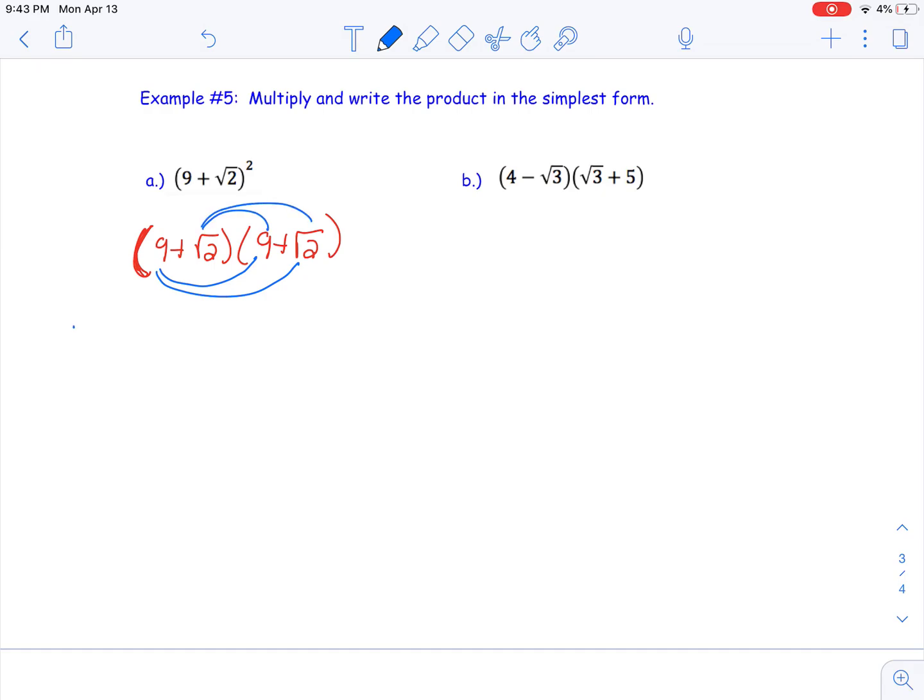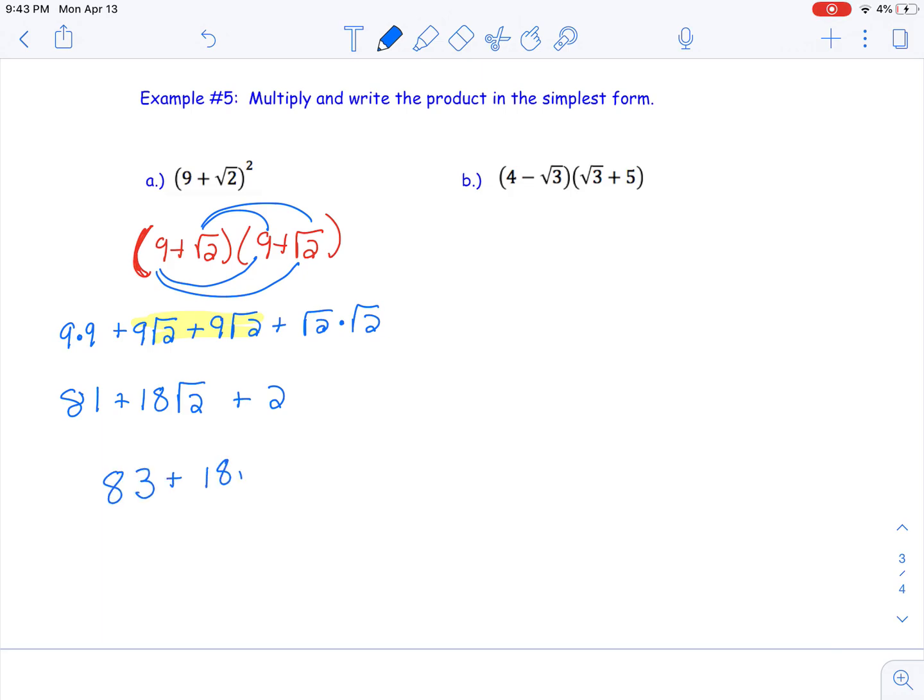So this becomes 9 times 9 plus 9 times radical 2 plus 9 times radical 2 plus radical 2 times radical 2. This is going to give me 81. I can add the two middles. So plus 18 radical 2. Radical 2 times radical 2 is just going to give me 2. So my final answer is 83 plus 18 radical 2.